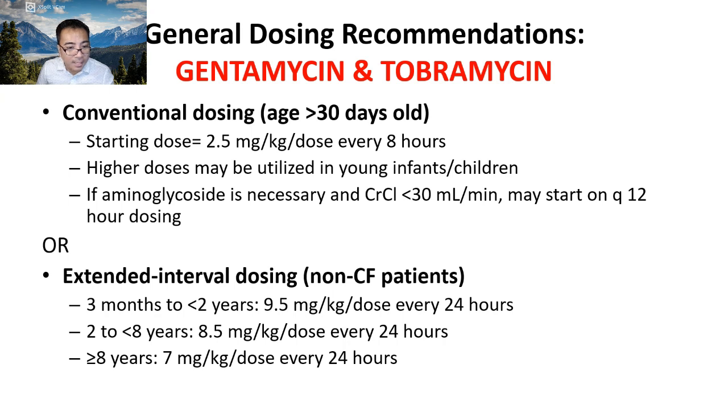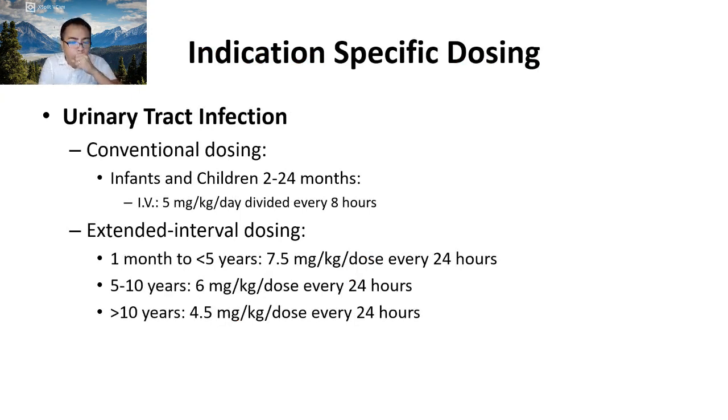Okay? Or kung extended interval dosing, as long as the patient is non-CF, walang cystic fibrosis. Okay? Kung 3 months to less than 2 years, it's 9.5 mg per kilogram. Okay? Then the dosing is every 24 hours. Pag less than 8 years, 8.5 naman. And greater than 8 years, it's 7 every 24 hours. Now, kung may UTI naman ng patient natin, again, for gentamicin too, here's the conventional dosing and here's for the extended interval dosing.